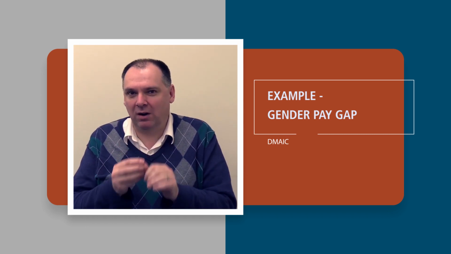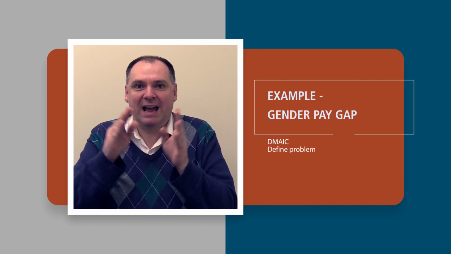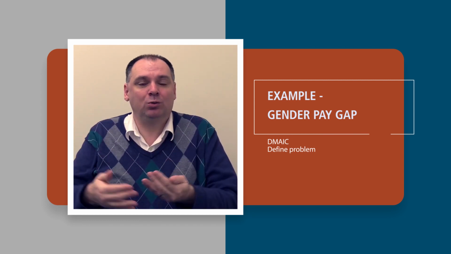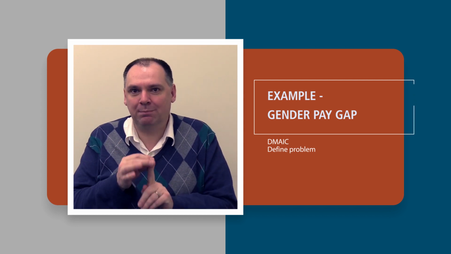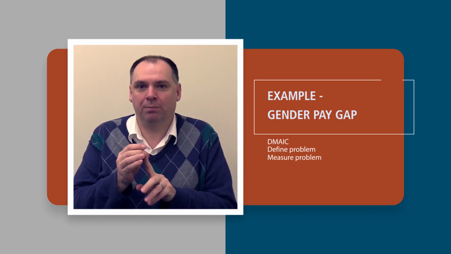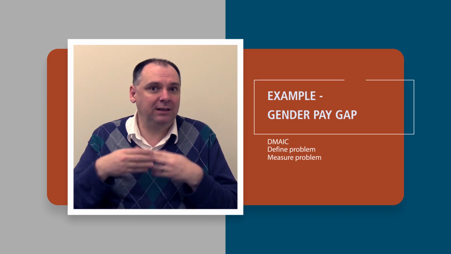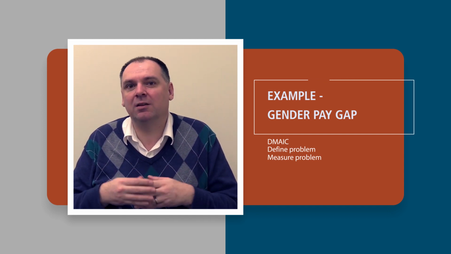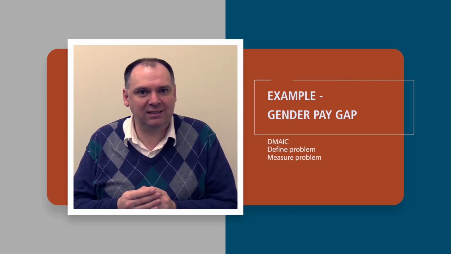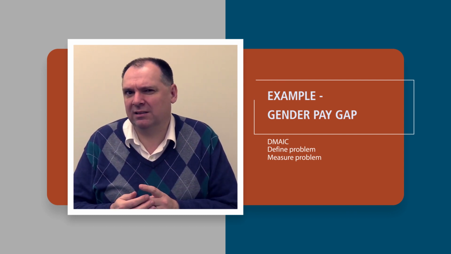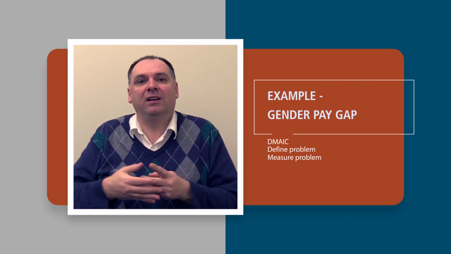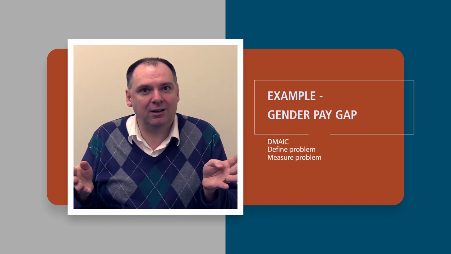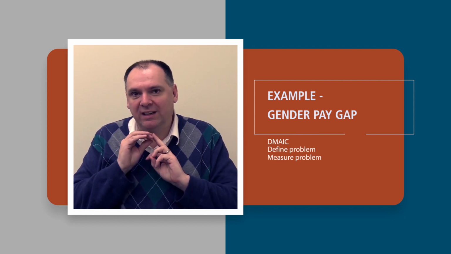D stands for define the problem. The problem is there's a gap. We want to close that gap. So that's our goal. To do that, we need to move to the M stage, measure. We need to measure the problem. The large companies in the UK have had to submit their data on a variety of statistics. But are they measuring the right statistic? The statistician working in the area of quality improvement can advise on what's the best way of measuring gender pay gap.